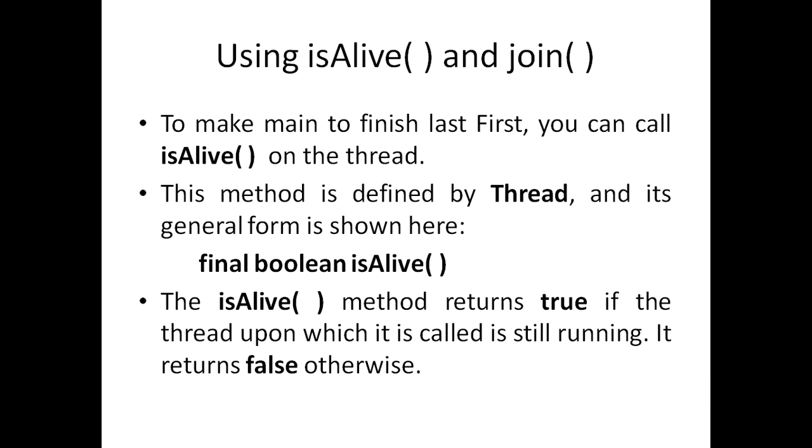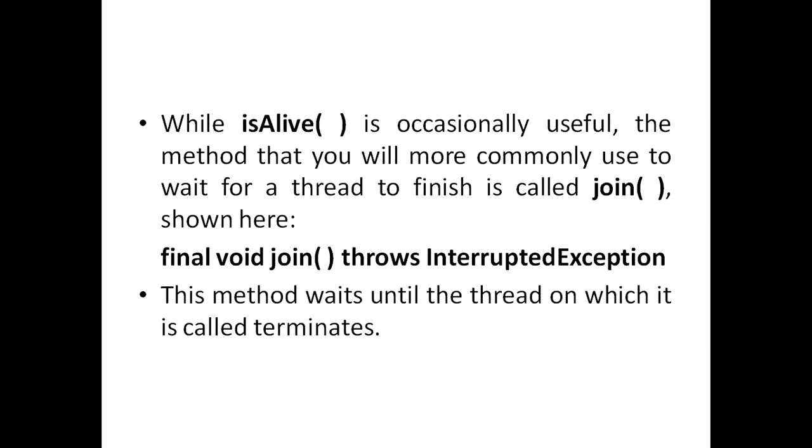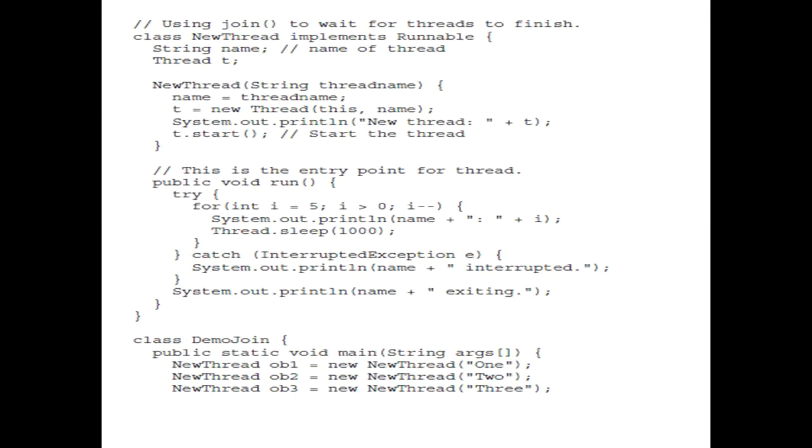The isAlive method returns true if the thread upon which it is called is still running, and it returns false once it terminates its assigned task. While isAlive is occasionally useful, the method we will more commonly use in programs to wait for a thread to finish is join. The syntax of the join method is final void join throws InterruptedException. The method waits until the thread on which it is called terminates.